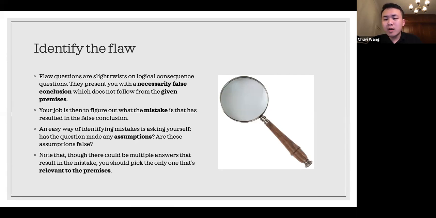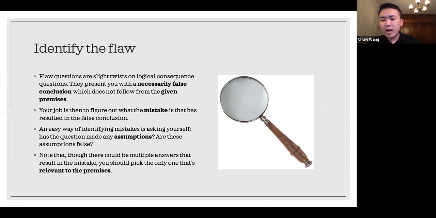Now, the question will give you a necessarily false conclusion. So it's similar to a logical consequence question, where the premises are necessarily true. Here, they're going to give you a conclusion that you know is false. They're going to tell you he's made a mistake here, she's made a mistake here, and it's your job to find where they make the mistake. They're going to give you a bunch of reasons, the evidence, and the conclusion, but you know the conclusion is wrong. So you have to ask yourself, why is the conclusion wrong? Where has the person made the mistake? What has led them to the false conclusion?